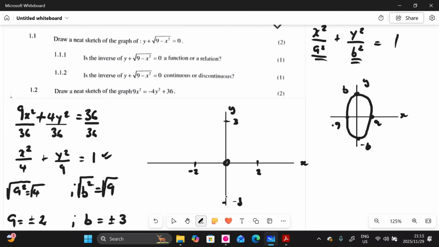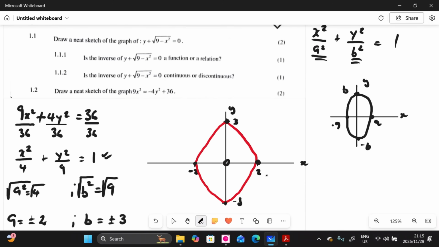So in our case, our a is plus or minus 2, and then our b is plus or minus 3. So let's connect the dots. Let me use a different color there for us to draw the graph. There we go. So here is our graph. So this is then the ellipse, the graph that they wanted you guys to draw.